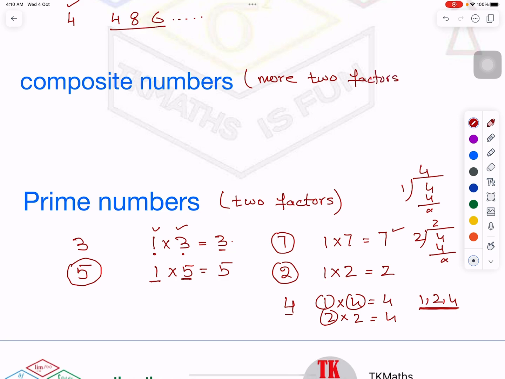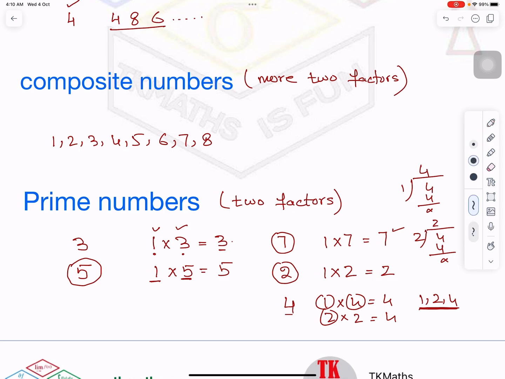All other numbers which have more than 2 factors are called composite numbers. So for example, I'm starting with the smallest, 4, 6. Let me write counting: 1, 2, 3, 4, 5, 6, 7, 8. Just a few examples, okay? So that you can make sense out of it. 9 and 10.